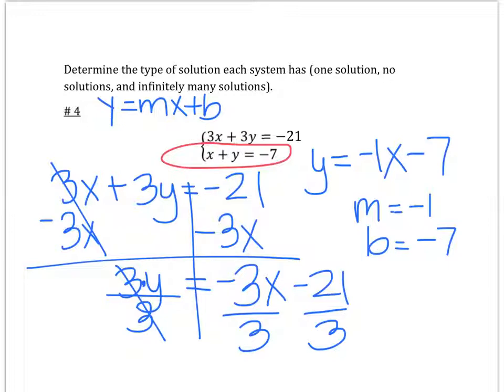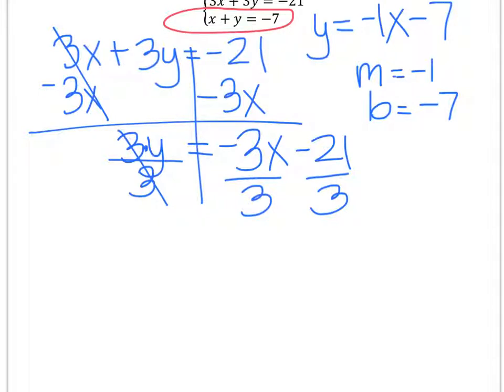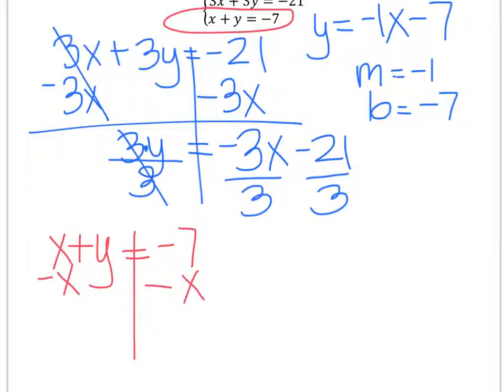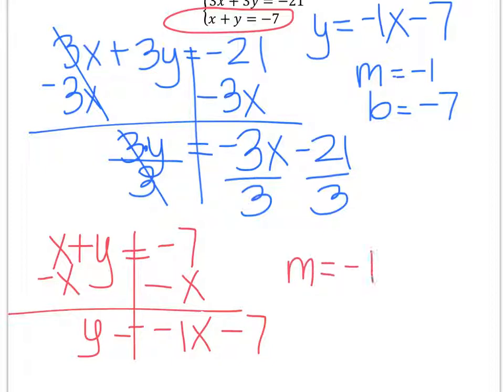Now I'm going to go through and do the same thing for x plus y equals negative 7. So I have x plus y equals negative 7. Again, my x and my y need to be on opposite sides. So I'm going to subtract x, because that's the opposite of x. So I have y equals negative x, which is also negative 1x minus 7. My m is negative 1. My b is negative 7.